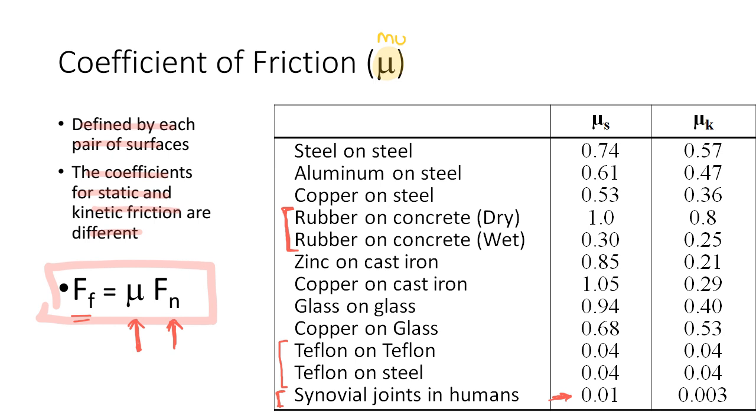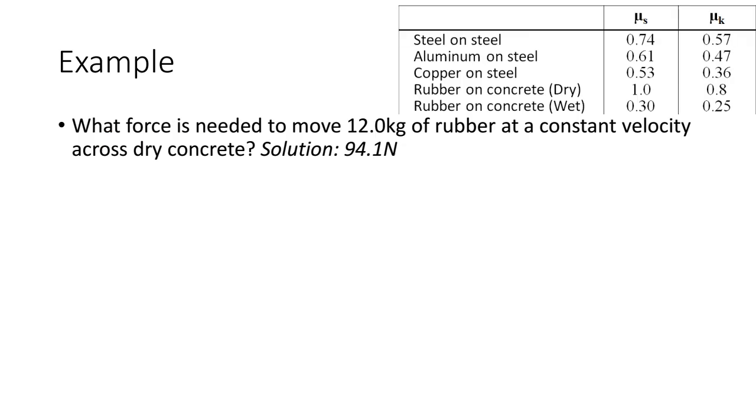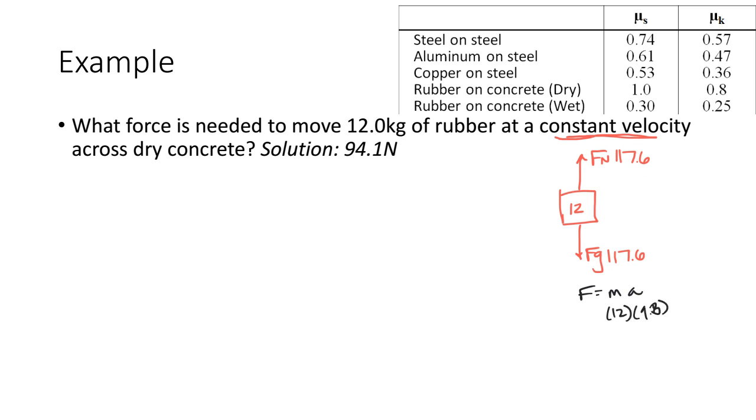Let's do some sample calculations using a coefficient of friction. What force is needed to move 12 kilograms of rubber at a constant velocity across dry concrete? Since it's moving at a constant velocity, that means that the force applied has to equal the force of friction. I've just filled in the force gravity and the force normal, which I calculated by doing force equals mass times acceleration. So I did 12 times 9.8, and that gave me the value for the force gravity, which is equal and opposite to my force normal.